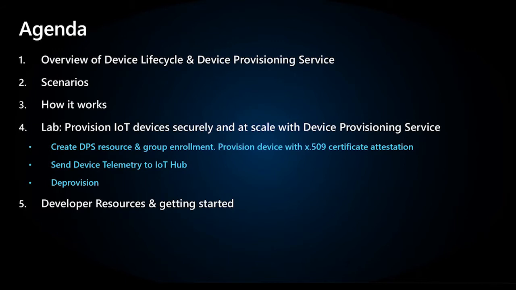I'm going to create a resource group, show you how to do a group enrollment, what a group enrollment is, how you provision your device with X509 certificates, and then how you can send that device telemetry to IoT Hub, and then how to deprovision that device. So we'll really go through that device life cycle, which you'll learn about in just a moment.